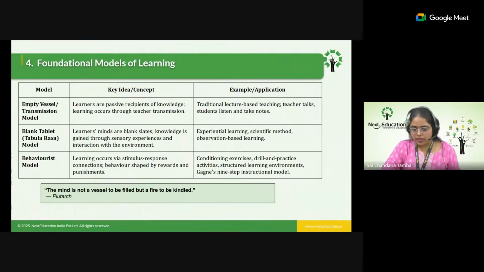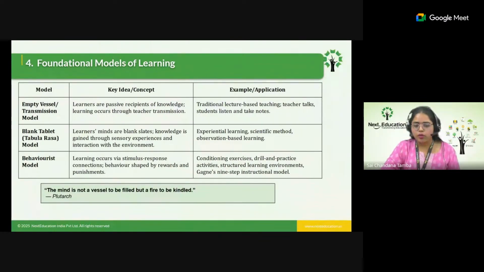Now coming to the next, which is blank tablet. This is also similar to the empty vessel model, where we are saying that the student, from the time of birth, is a blank slate, complete blank. He doesn't have any information about anything, no innate ideas, and knowledge comes from experiences is what this particular model says. Also the sensory input, whatever information he gets from the surroundings, is how he is building his knowledge. So that is what blank tablet says.